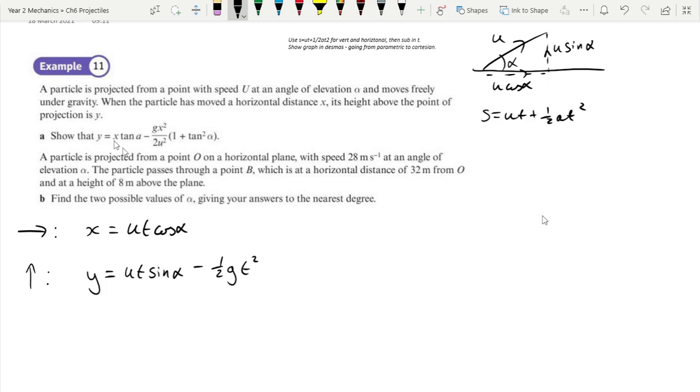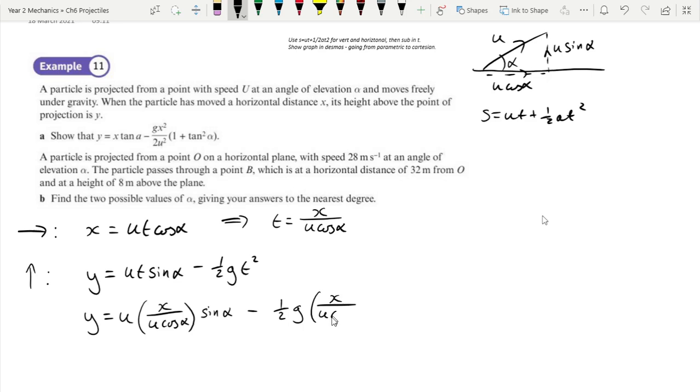I've got to try and get them in this form. So I've got to try and eliminate my parameter t. So I'm going to rearrange this top equation to give me t. I could write t as x over u cos alpha, and I'm going to substitute that into here. So this equation now becomes y equals u times t, and t was x over u cos alpha, times sine alpha, minus half times g times t squared, so times x over u cos alpha squared.